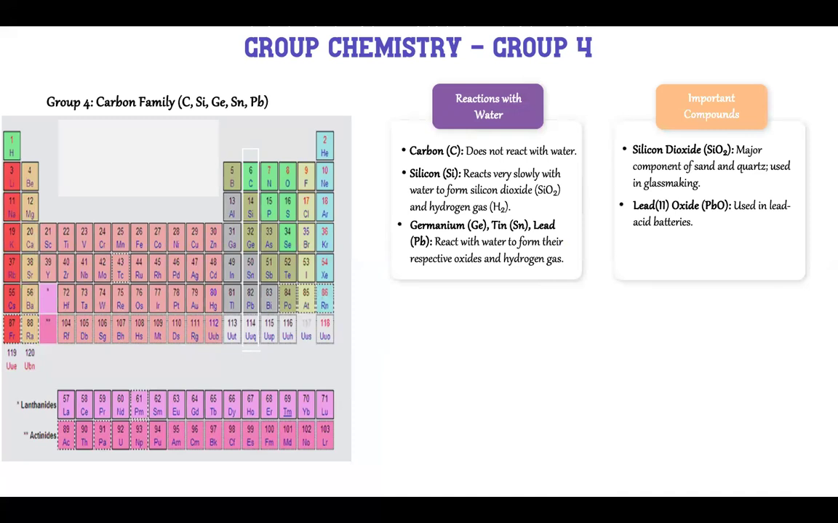Let's look into the reactions with water and important compounds related to group 4, the carbon family, where carbon does not react with water, as you know. Silicon reacts very slowly with water to form silicon dioxide and hydrogen gas, and germanium, tin, and lead react with water to form their respective oxides and hydrogen gas. The important compound related to group 4 is silicon dioxide, which is a major component of sand and quartz used in glassmaking, and lead(II) oxide, used in lead-acid batteries.